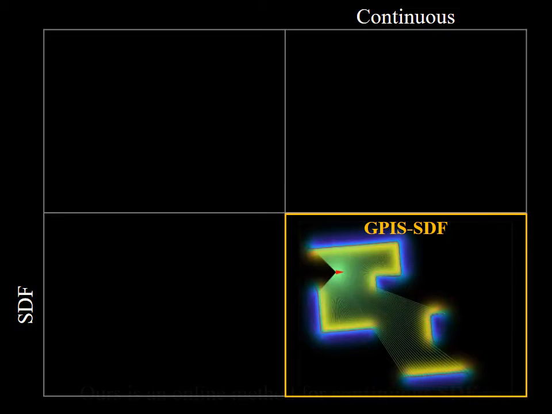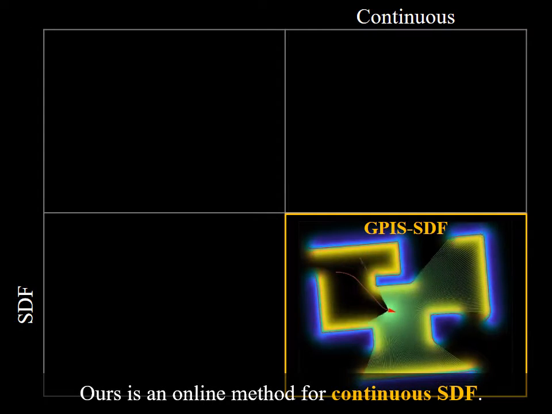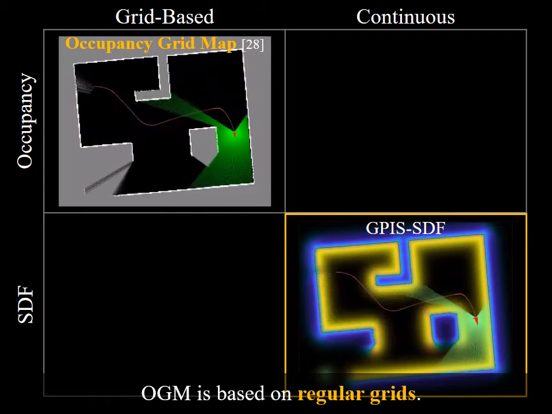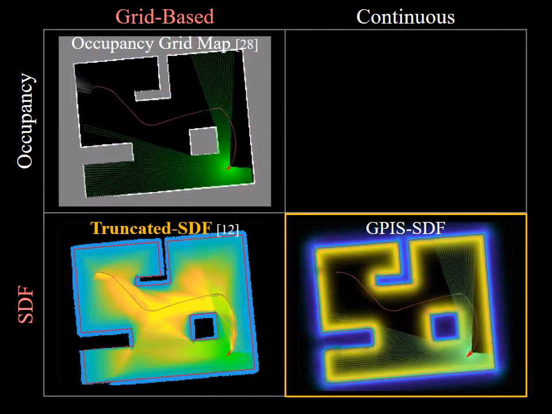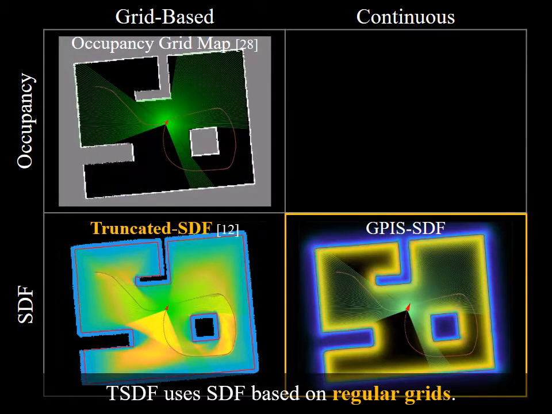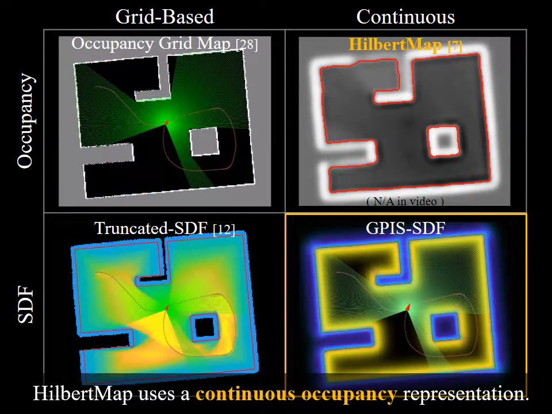Now we will show a comparison of our method with other algorithms. To reiterate, our method represents a signed distance field continuously, as opposed to occupancy grid maps, which represent occupancy in a grid. Truncated signed distance function represents a signed distance function in a grid, while Hilbert map represents occupancy continuously.